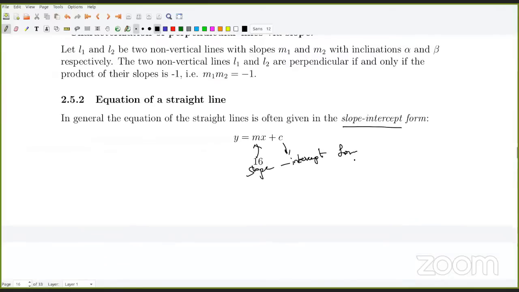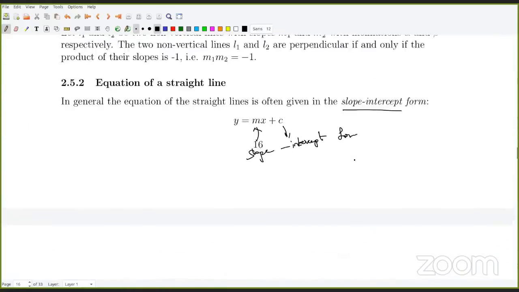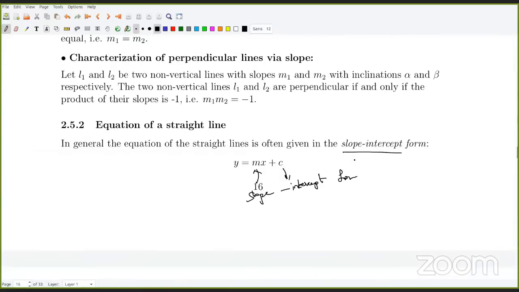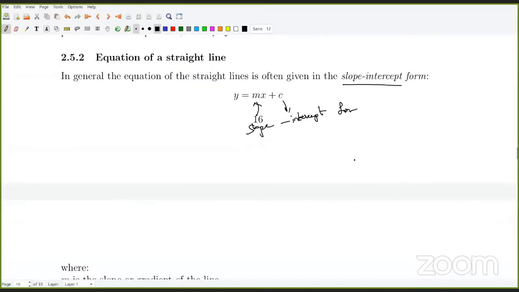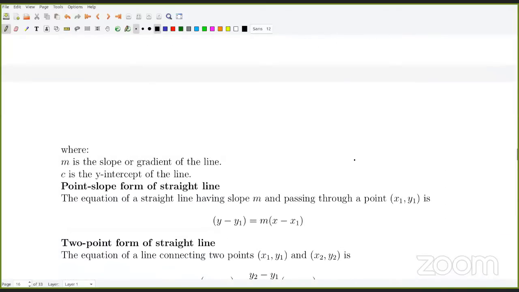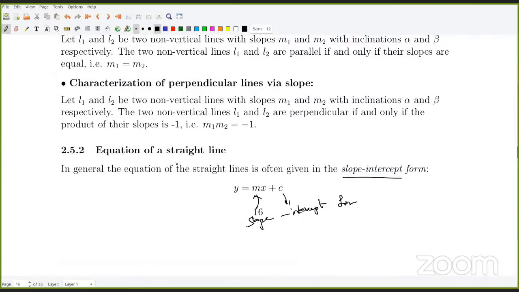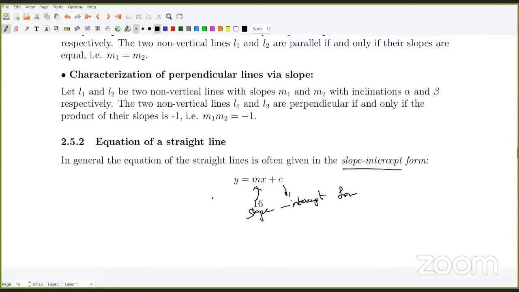So y is equal to mx plus c. C is the y-intercept, if the equation is of this form. This form means the coefficient of y should be 1. Then that particular c is the intercept.